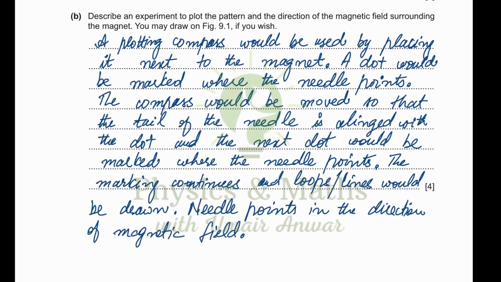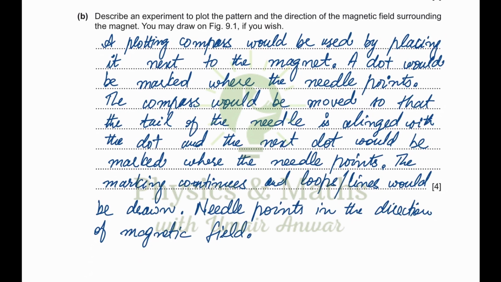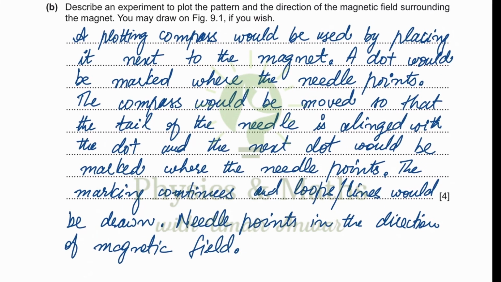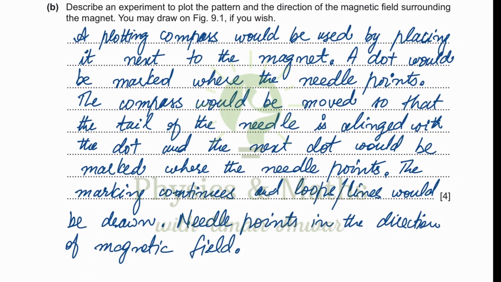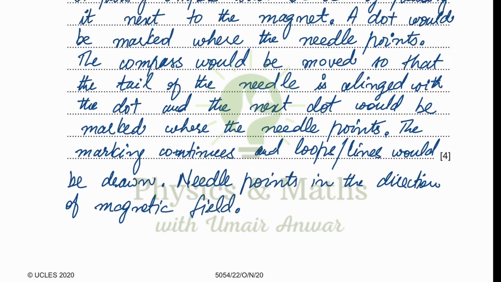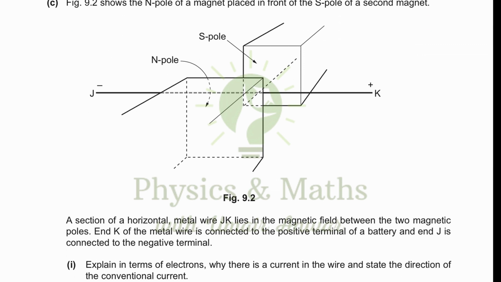So this is the description of the experiment with which we can find out the direction of the magnetic field. Another way of doing it could be using iron filings, and they could also be used to draw the pattern of the magnetic field around a permanent magnet.